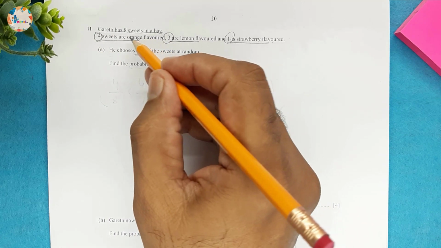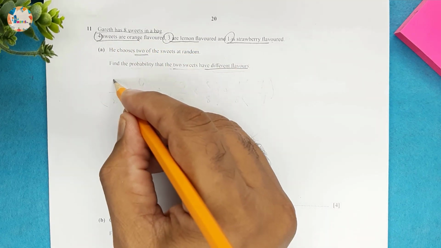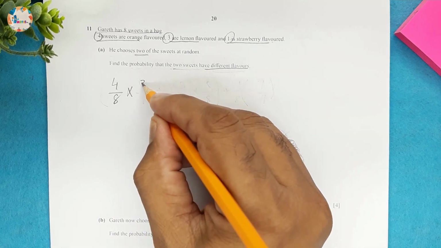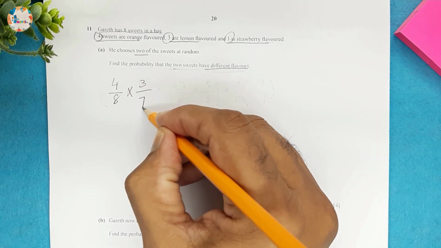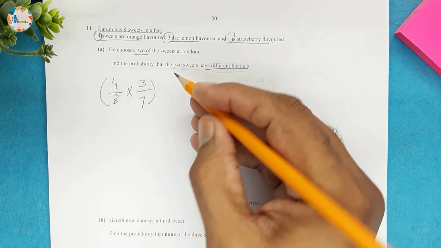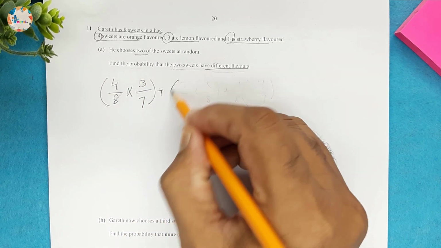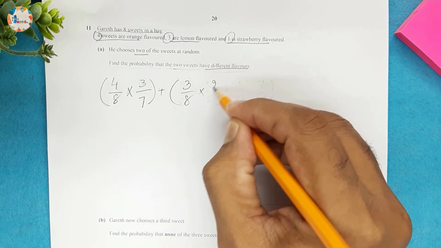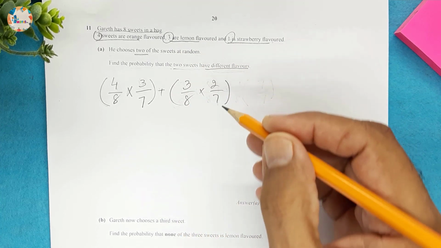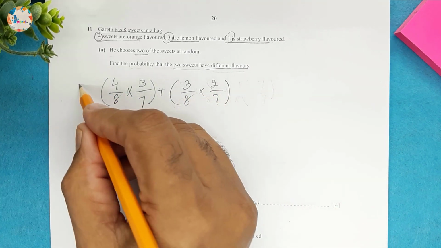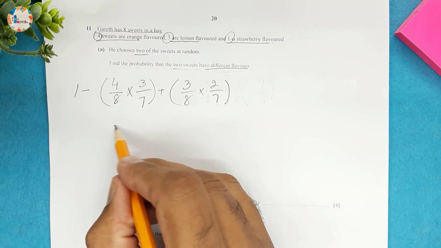If it is, for example, orange, it will be 4/8 into the next will be 3/7. So 1 will be less, so total will also be less. So it can be this option, or other option can be 3/8 into 2/7. So these two options are possible. These are basically the same flavor. So we'll subtract from 1 and we will get the answer.